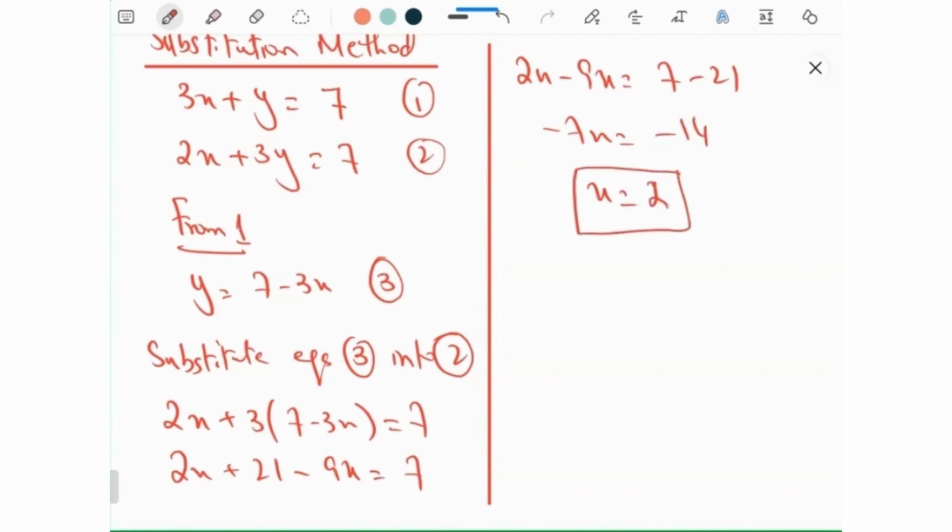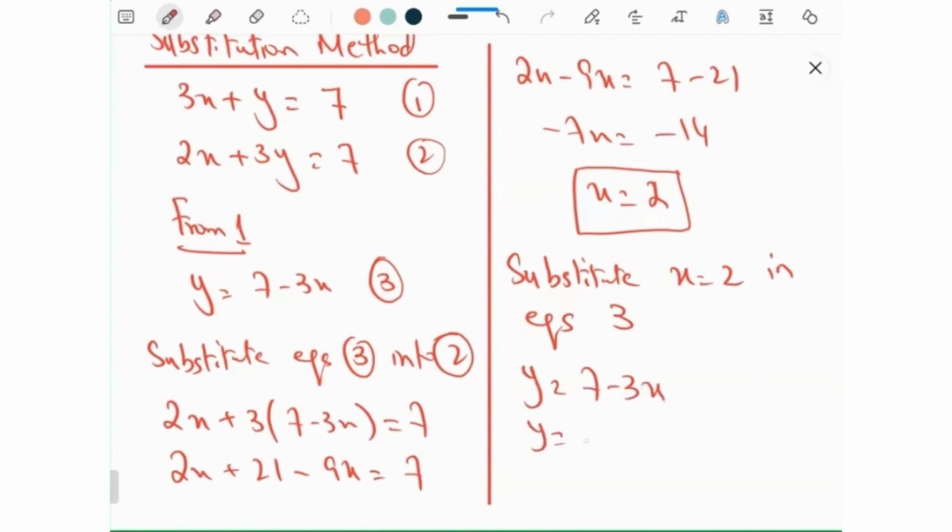Do you all agree? Substitute x is equal to 2 in equation 3. Y is 7 minus 3x. Y is 7 minus 3 into 2. Y is 7 minus 6, that is 1. So the answer is 2, 1.